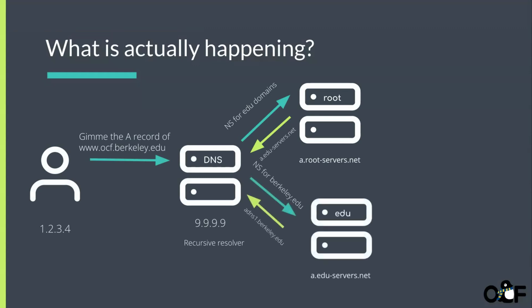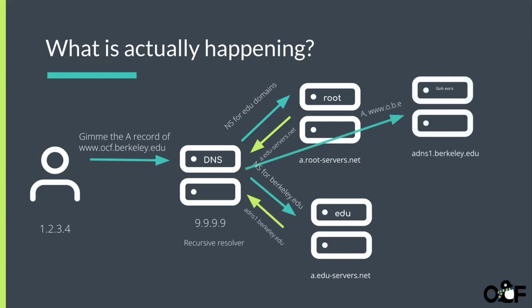And they'll make a request for the berkeley.edu domain. And then it'll make a request to ocf.berkeley.edu, and then www.ocf.berkeley.edu. So this one actually skipped a step here. But yeah, does that make sense?